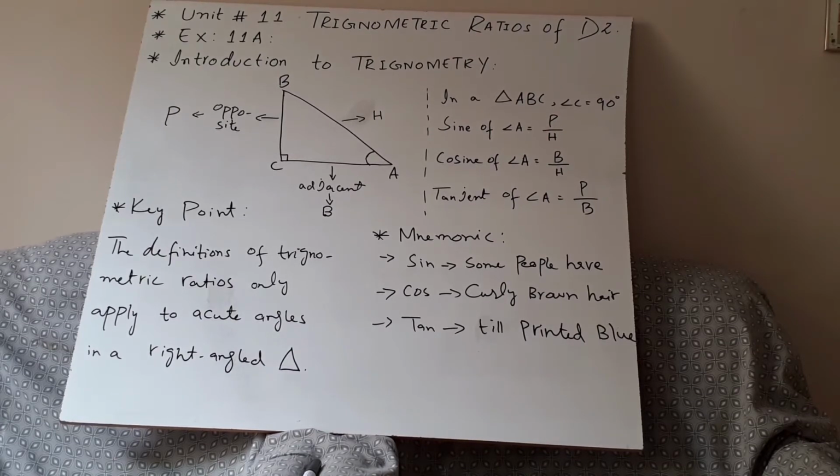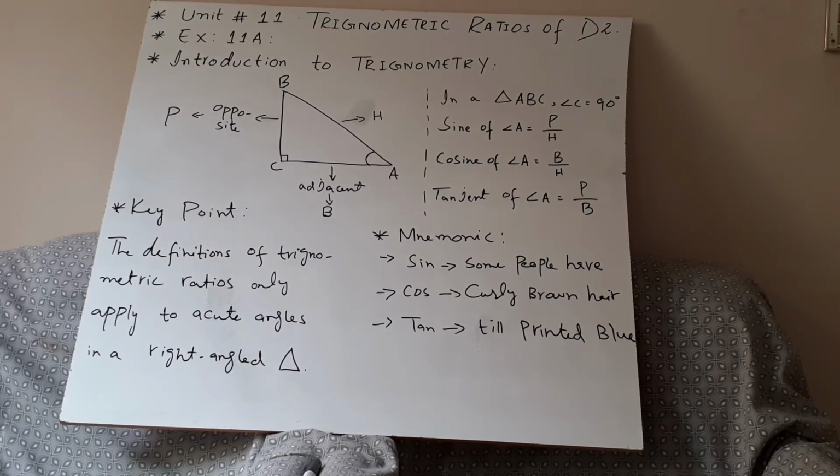The second trigonometric ratio: if I say cosine of angle A, that will be base over hypotenuse. And the third ratio will be tangent of angle A equals perpendicular upon base, P over B. These three ratios, which are sine of angle A, cosine of angle A, and tangent of angle A, as I defined them, are called trigonometric ratios.